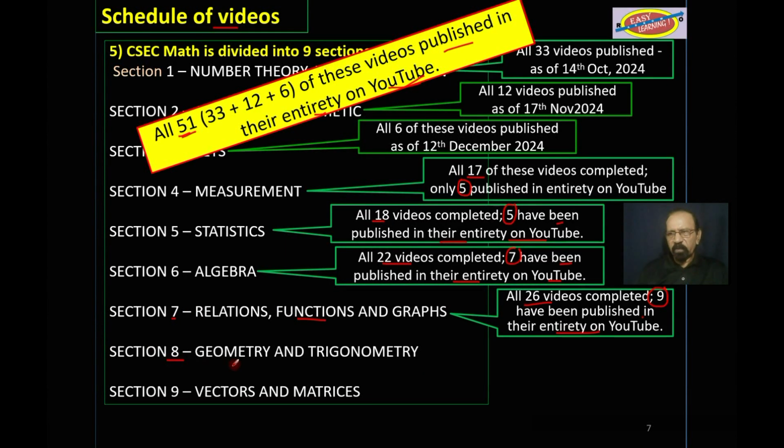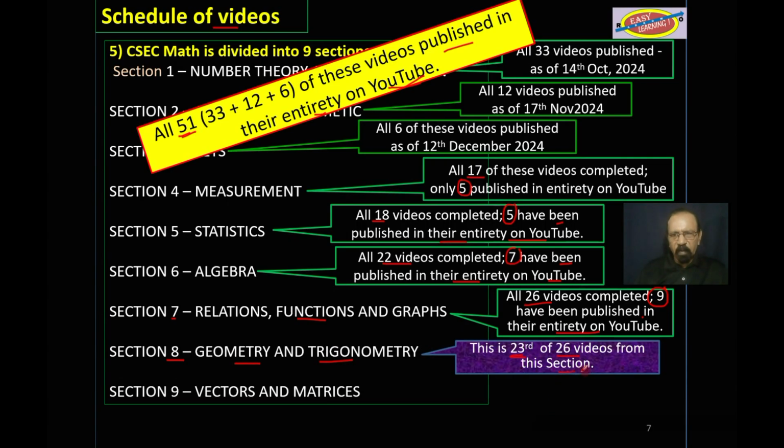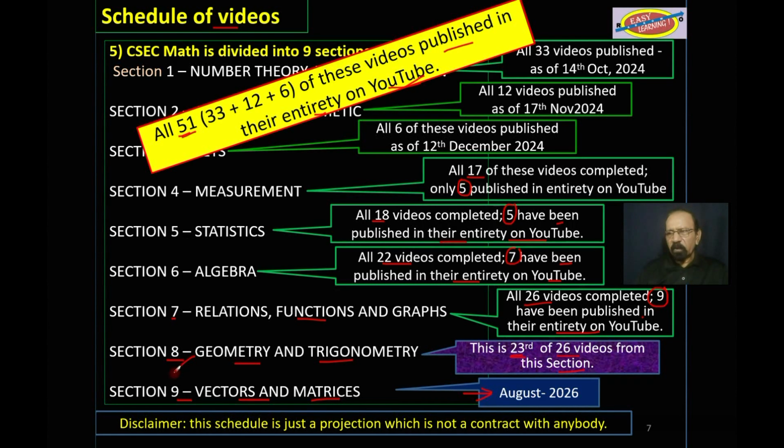We are now at section 8, geometry and trigonometry. This is the 23rd of 26 videos from this section. Once this section is finished, obviously, we will need to go on to do section 9, vectors and matrices, and I will have to push back that schedule a little. Please note this disclaimer down here. This schedule is just a projection, and it is not to be interpreted as a contract with anybody.